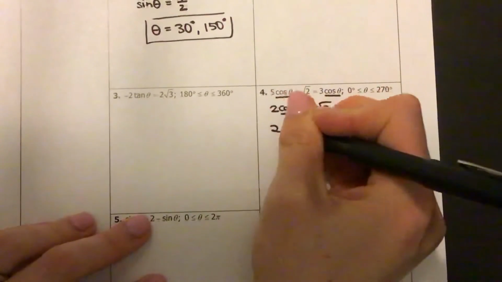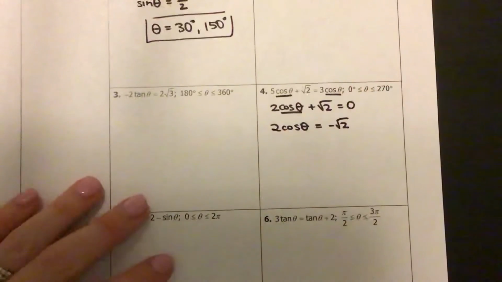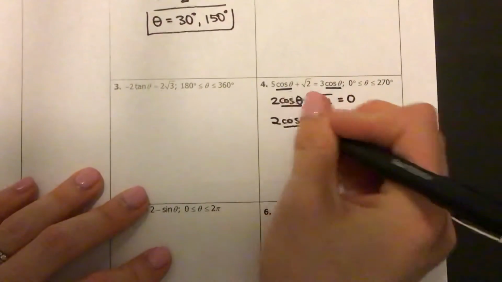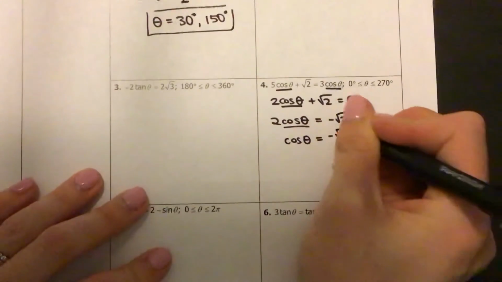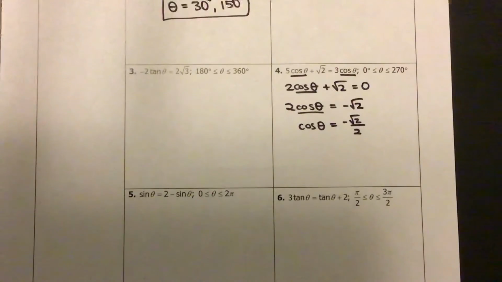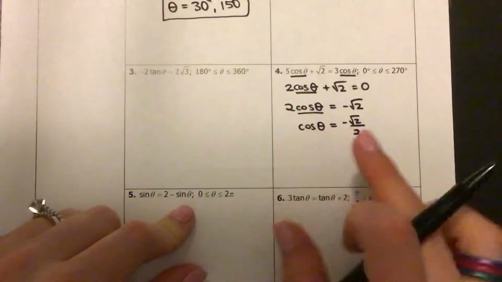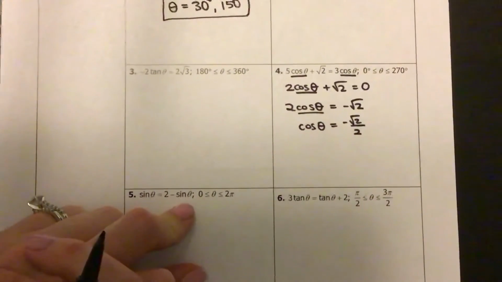So next move would be to subtract the root 2 from both sides. So we get negative root 2 on the right. And our last move to get the cosine by itself would be to divide both sides by 2. So we isolate that trig expression, and our equation now looks like this. So now we take out our handy little unit circle. We're going to do a spin all the way around. We want the cosine value to equal negative root 2 over 2.